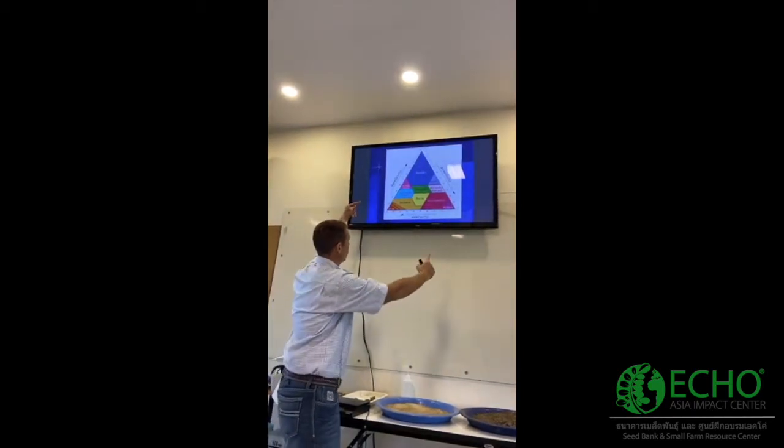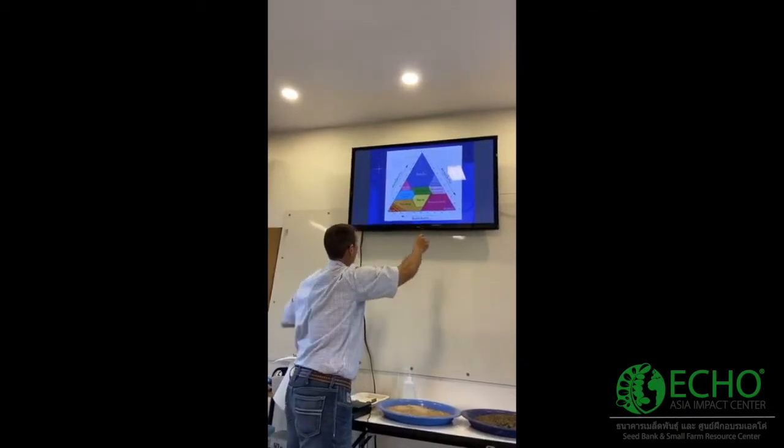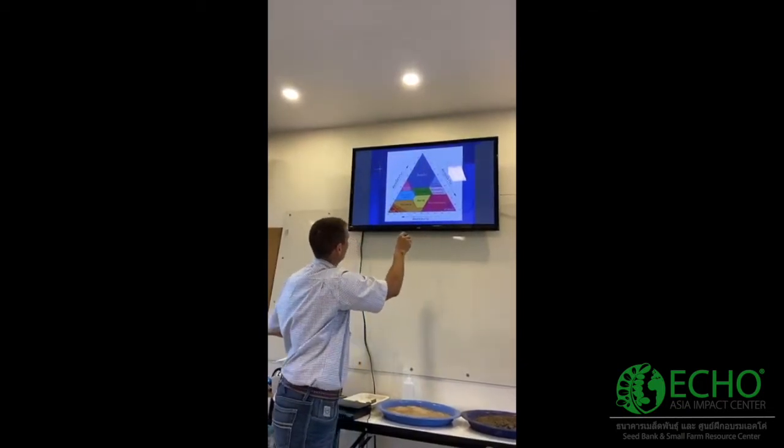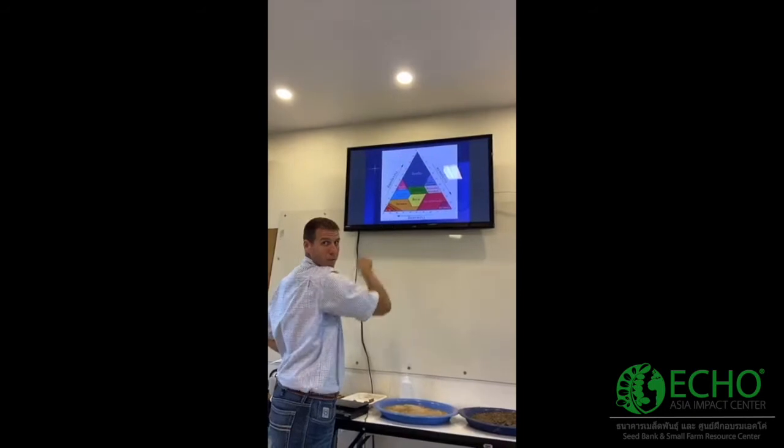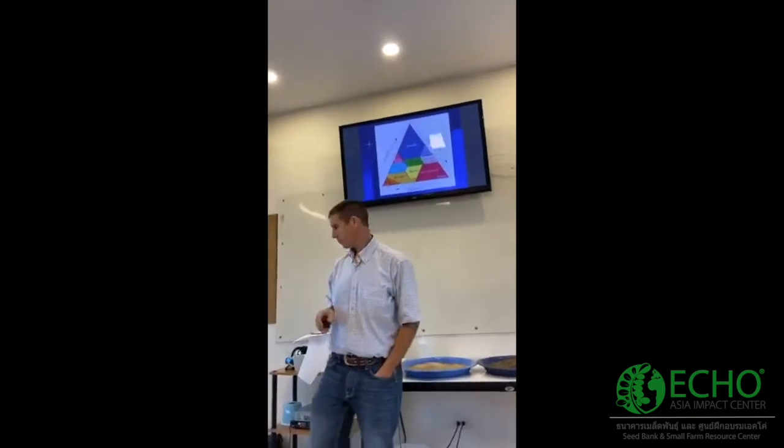So where those two intersect, there's going to be a point right about here. And then we also know that that's 30% silt.